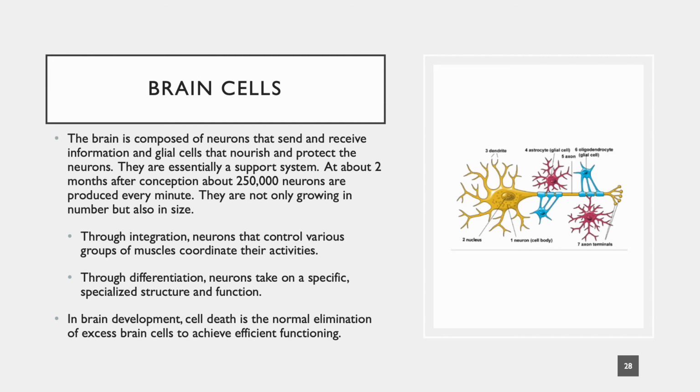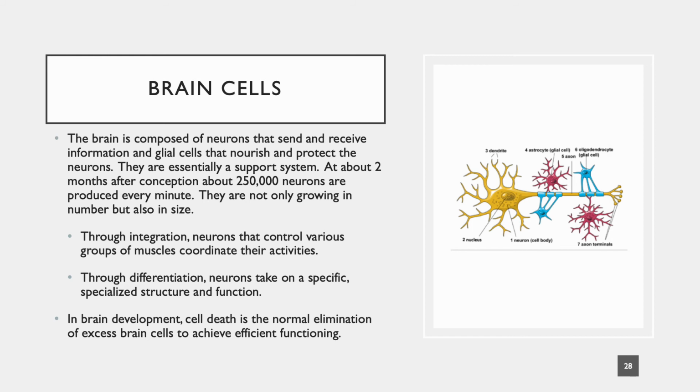Let's talk a little bit about the brain cells. So we've gone from bigger to smaller. The brain is composed of neurons that send and receive information and glial cells that nourish and protect the neurons. They are essentially support systems. At about 2 months after conception, about 250,000 neurons are produced every minute. They are not only growing in number, but they're also growing in size.